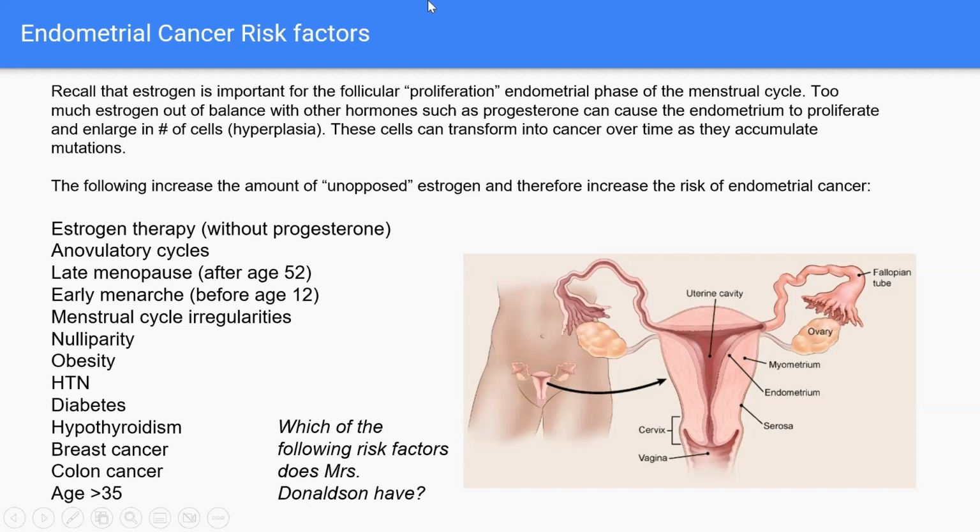Of these, what do you guys remember? Yes, early menarche. She had her menstrual period at like 11. Obesity, hypothyroidism. She's more than 35 years of age. Yes, absolutely. Hypertension as well, right? She's also on estrogen therapy.